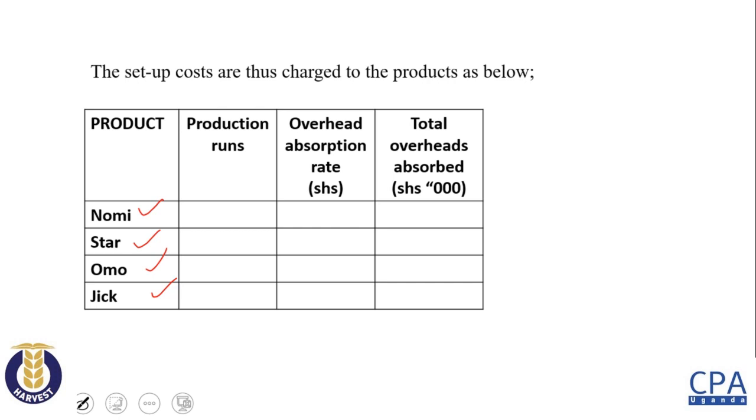And of course, the production runs, as we have seen: NOMI consumes 2 production runs, STAR 2 production runs, OMO and JIC will consume 5 production runs respectively. As we have seen in the above computation, for the overhead absorption rate we obtained a figure of 780, and we are now going to multiply the production runs consumed by the rate of absorption.